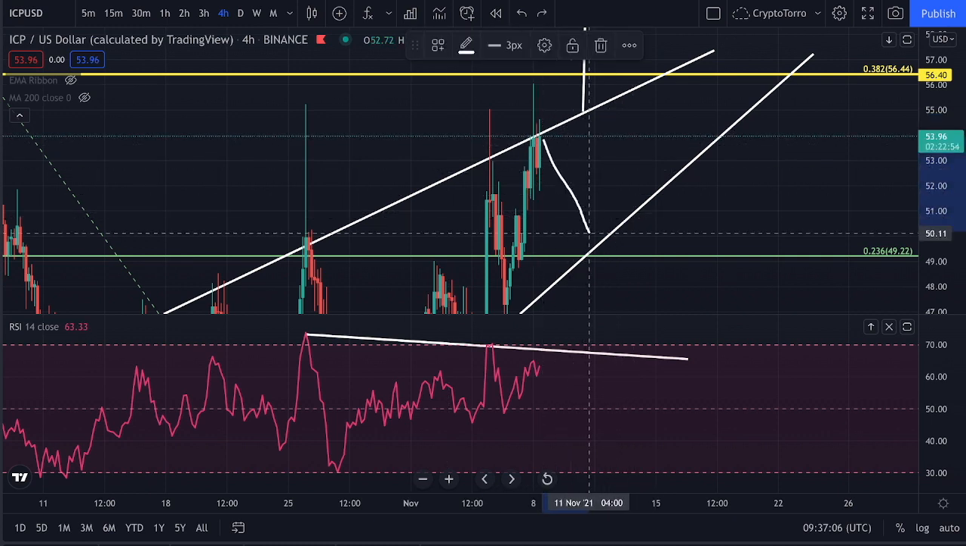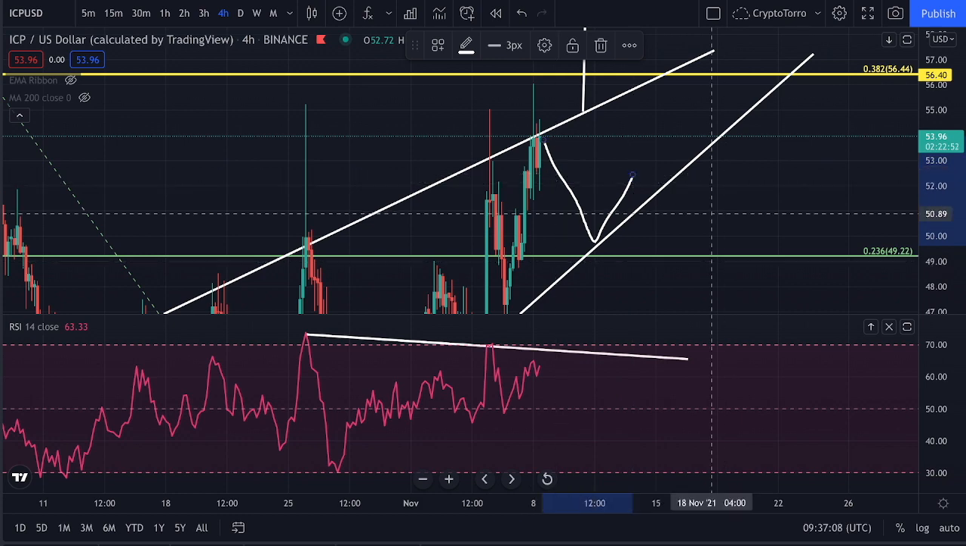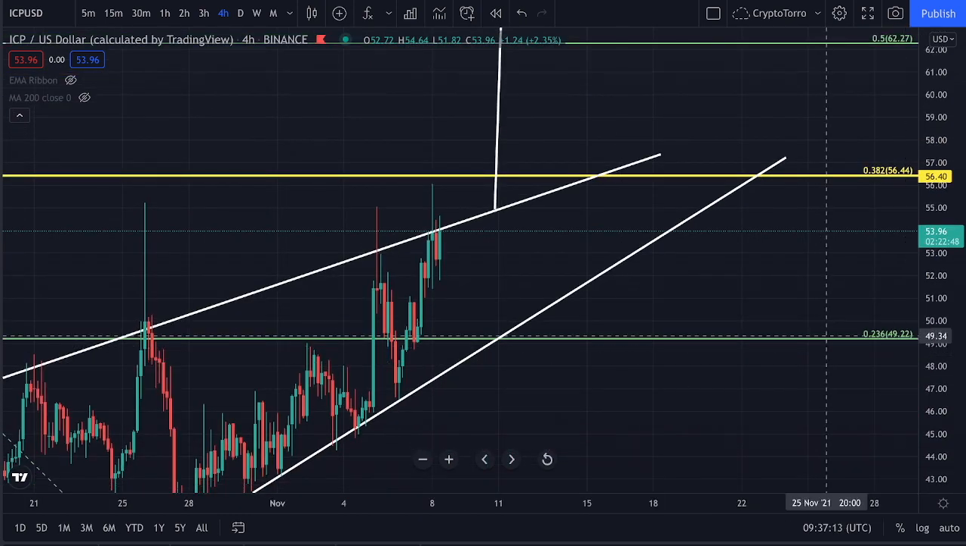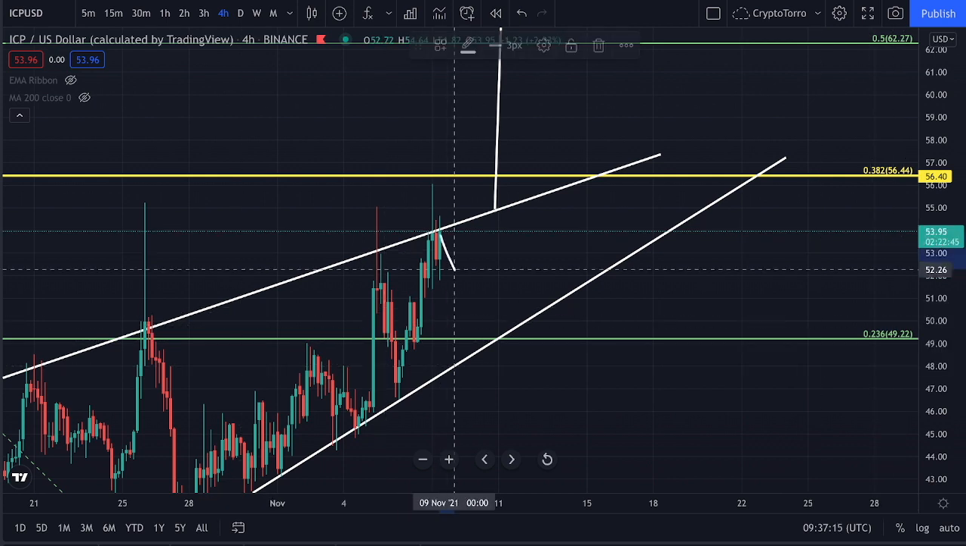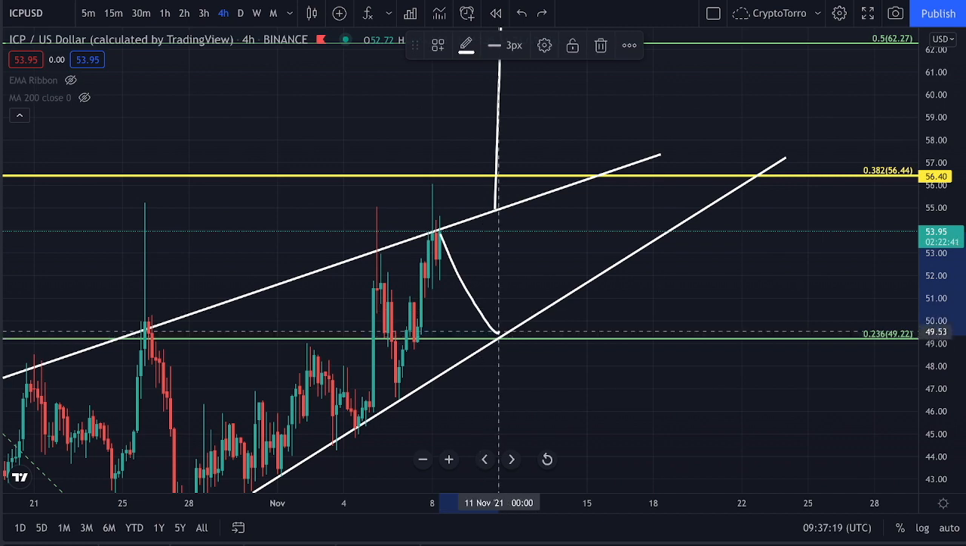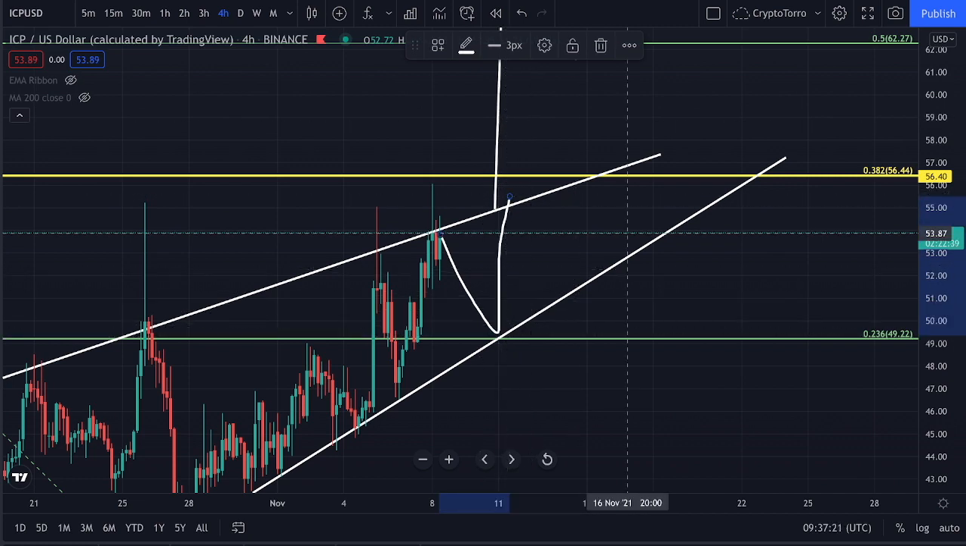instead, and finding support on top of the area at approximately 0.236 at $49 before being able to see a breakdown, or perhaps finding support on top of it and seeing a breakout afterwards. What I personally think will be the scenario that we are looking at.